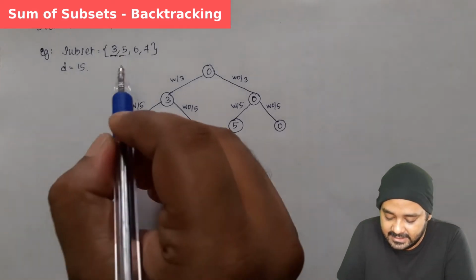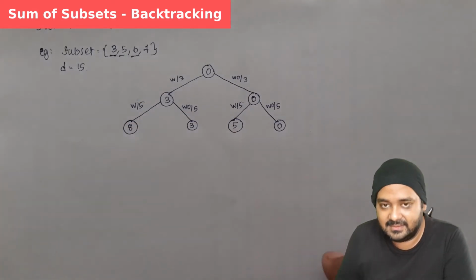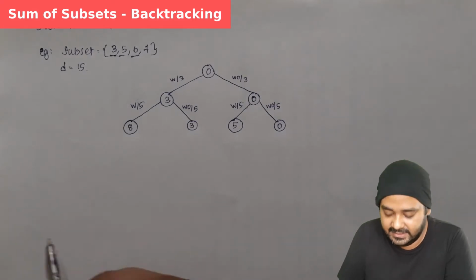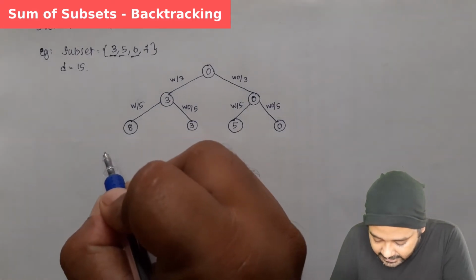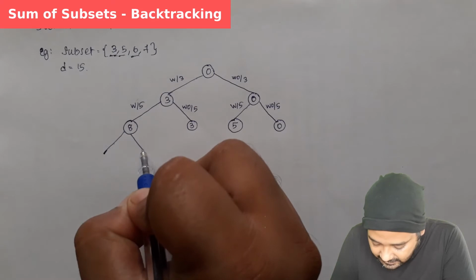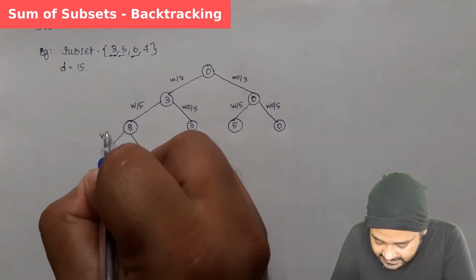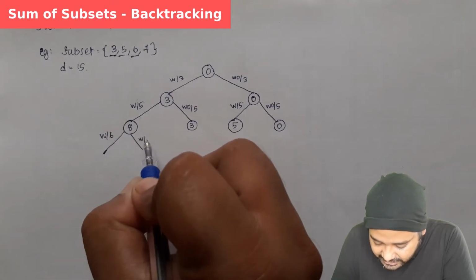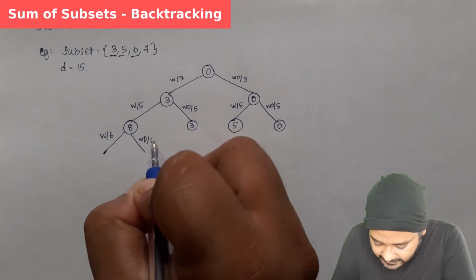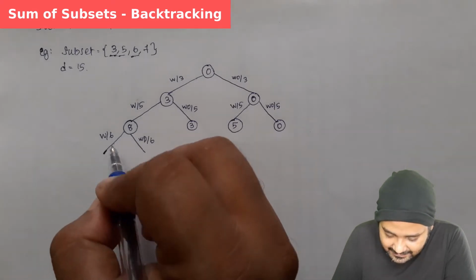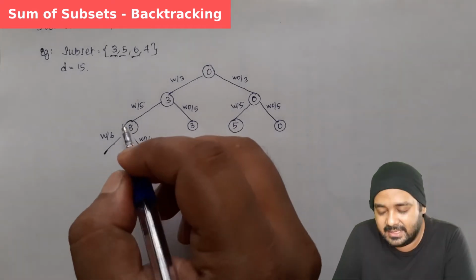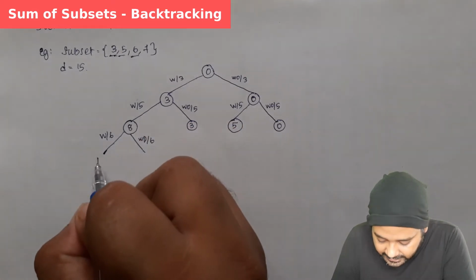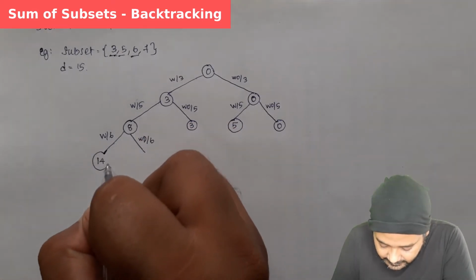Similarly, for the next element we take 6, and we construct our tree further. I construct another level, where I travel with 6 and without 6. With 6, my value will be 6 plus 8, which turns out to be 14.